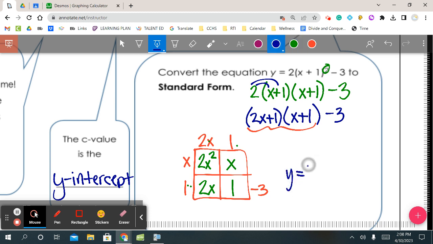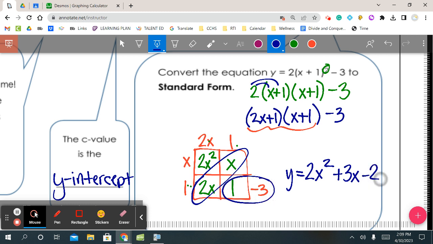So y equals 2x squared. Combine your diagonals. That's going to give us 3x. And then these two can also be combined. 1 minus 3 is going to give you a -2. And that is taking your vertex form to standard form.